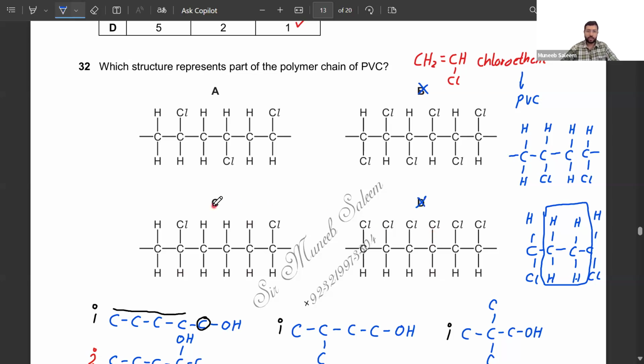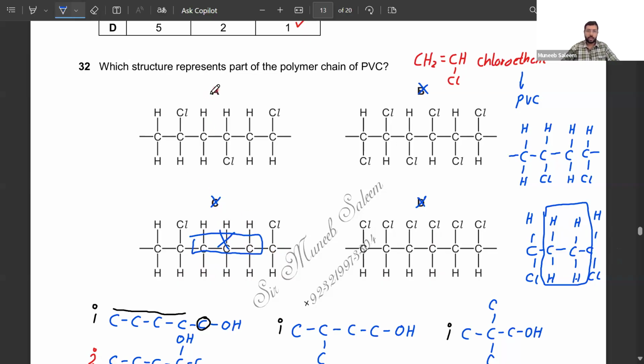Option C indicates that there are three carbon atoms on which there are only hydrogen atoms. But according to this combination of the monomers, we should have only two carbon atoms on which there are hydrogens only, not three. So that part is wrong here. That's wrong, so C is wrong.